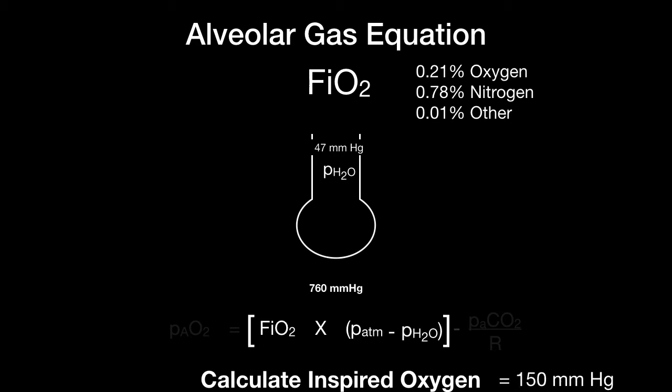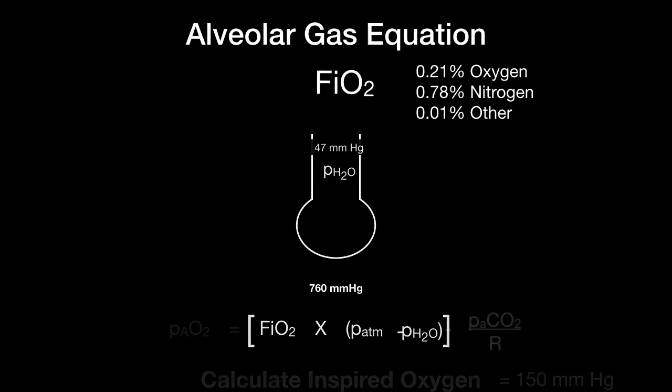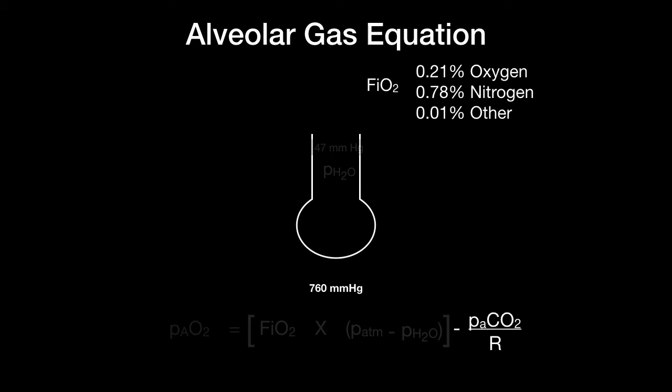Welcome back. The inspired oxygen that we all inspire at sea level is 150 millimeters of mercury. That's the partial pressure of oxygen that comes into your dead space in your respiratory tract. Now we're ready to move on to the other part of the alveolar gas equation, the PaCO2 over R. I think this is where it gets kind of confusing.